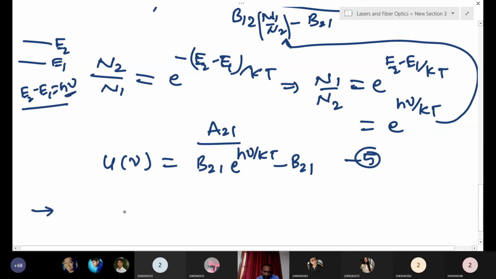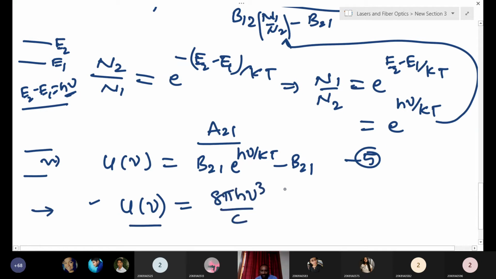When you studied quantum mechanics, we derived Planck's energy density. When atoms make transition from excited state to ground state, they emit radiation, and that radiation we derived: u of nu is 8 pi h nu cube by c cube into 1 by e to the power of h nu by KT minus 1. Have you derived this formula? Yes, sir. Do you remember? I don't know, it's long back.